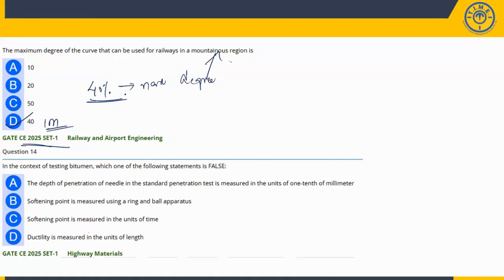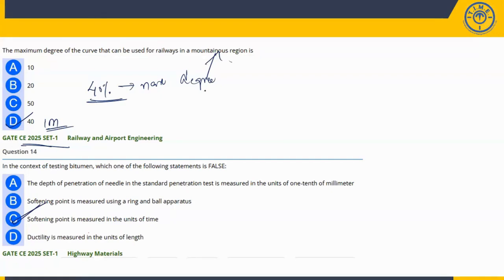Softening point is measured in units of time? Softening point is measured in temperature, degree centigrade. It is not measured in units of time. Ductility is measured in units of length. Yes, 100%, centimeter or mm. So the option is option C. Option C. Very good.